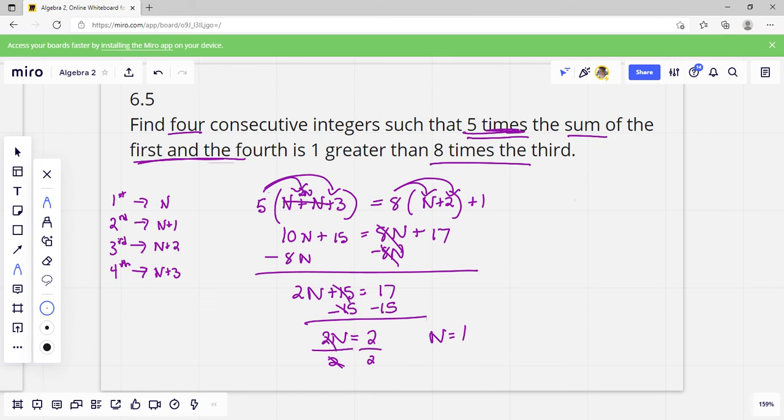So that means my answer is going to be 4 numbers with the first number being 1, right? My first integer is going to be 1. So it would be 1, 2, 3, 4. That's the answer. Okay, so that's how you'd write the answer.